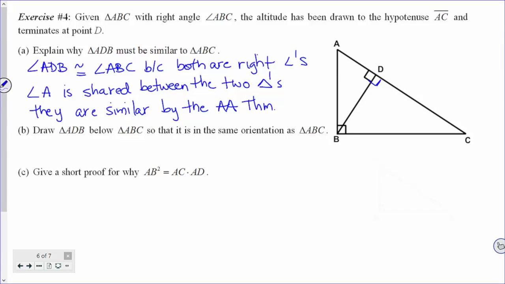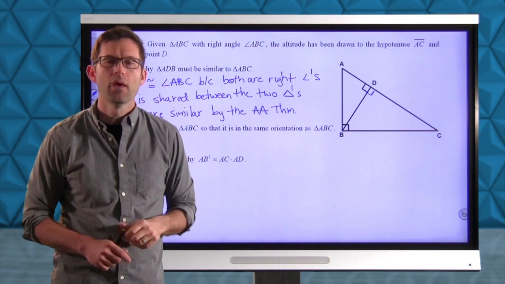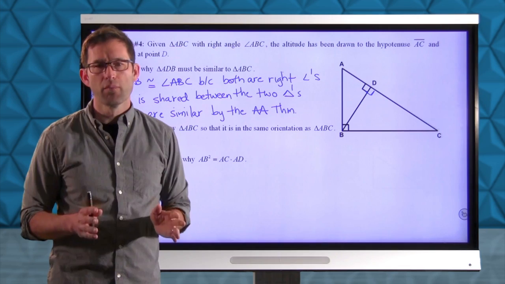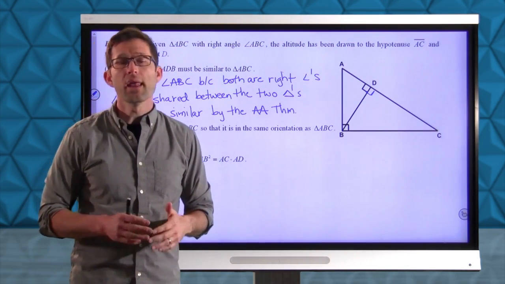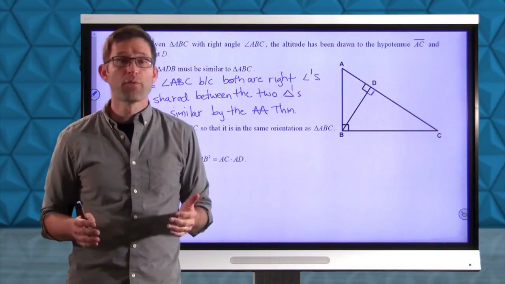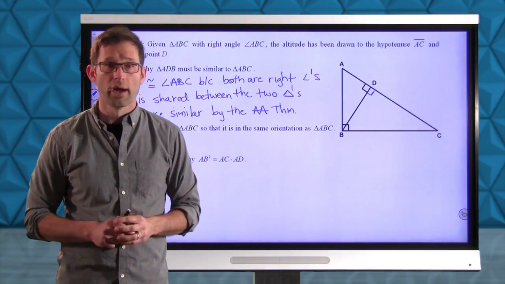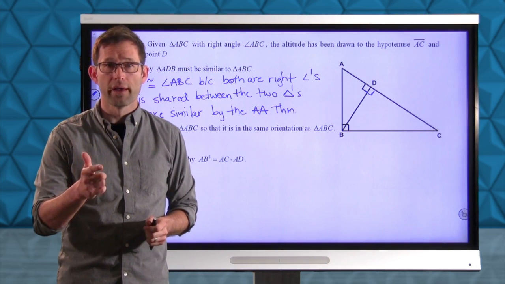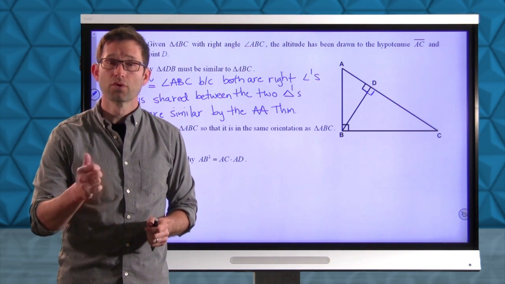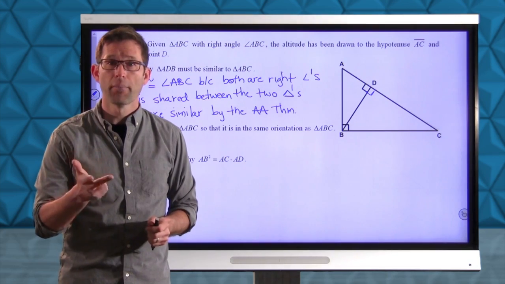It says draw a triangle ADB, the smaller one, below triangle ABC so that it's in the same orientation as ABC. All right, let's talk about this. This is going to be very important, especially when we do the lesson that's just devoted to this stuff. In every right triangle, except for an isosceles right triangle, you have a shorter leg, a longer leg, and the hypotenuse. Shorter leg, longer leg, hypotenuse.